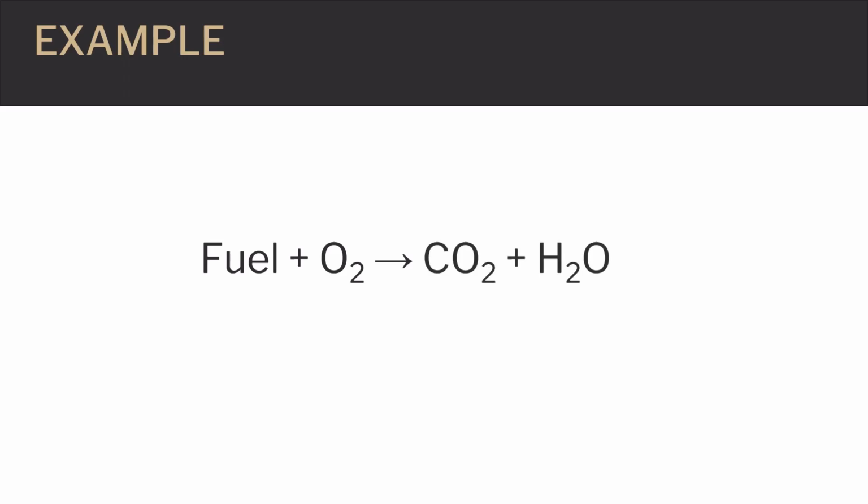What are the reactants and products? Remember, the reactants are what we react together to get the desired outcome or product. This is generally found on the left side of the arrow. When looking on the left side of the arrow, we see fuel and oxygen are the reactants. Our products are seen on the right side of the arrow: carbon dioxide and water.